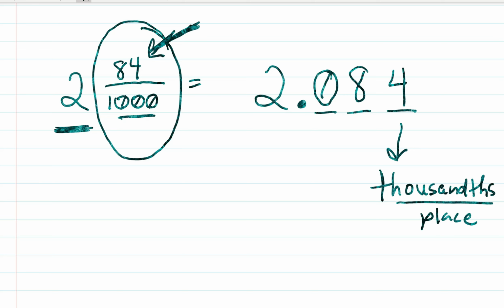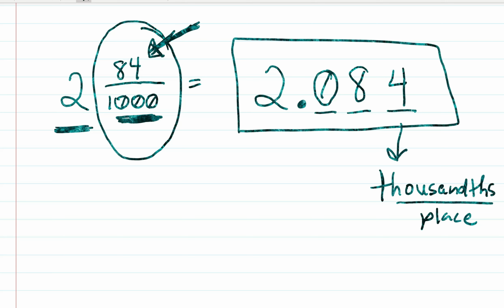And always remember that the rule says that the last number of your decimal should be in whatever place your denominator says. So that's why our answer is 2.084, because the 4 has to be in the thousandths place.